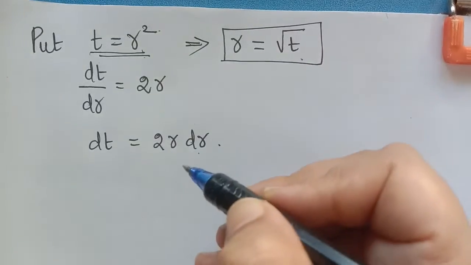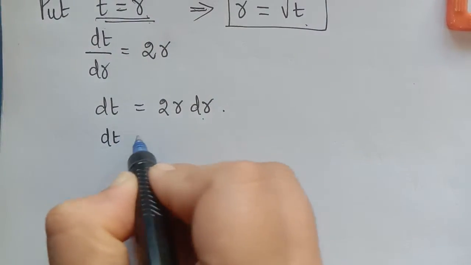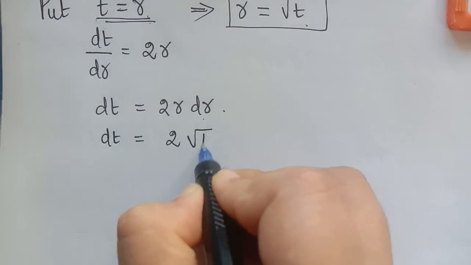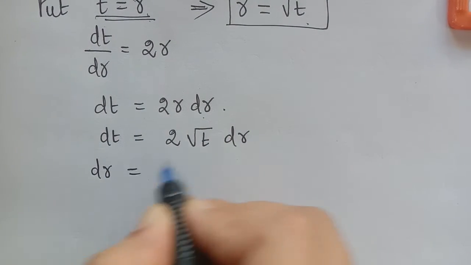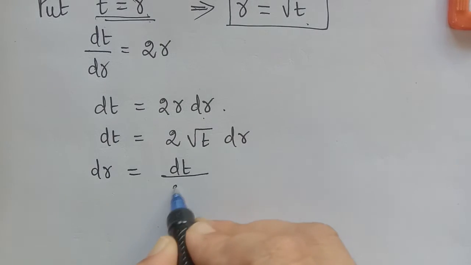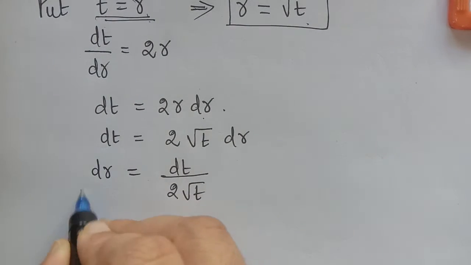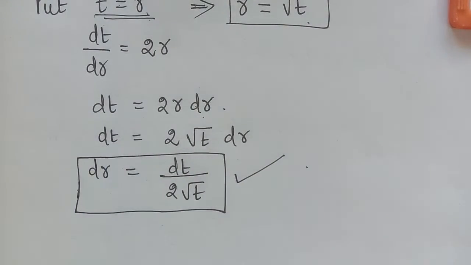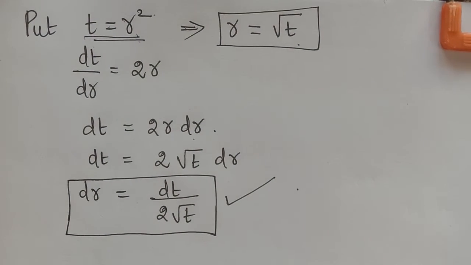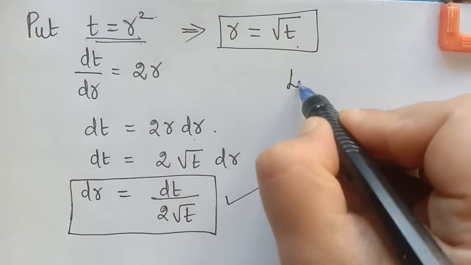Now let us substitute that over here. So dt will be equal to twice square root of t dt. And so from this we obtain dr to be equal to dt divided by 2 square root of t. So we need the substitution for dr. So we have got it. And we also know that r is equal to square root of t. Now we have to check for the limits also.